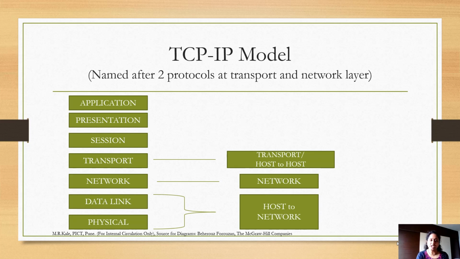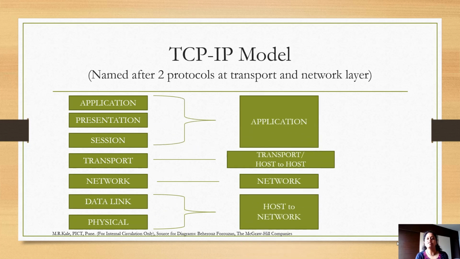As for the session, presentation and application layers, the functionalities of all three layers are combined to form the application layer, which is the uppermost layer in the TCP/IP model. So the TCP/IP model has 4 layers. This is the hierarchy. First we have the host to network layer where the functionalities of the data link layer and physical layer are grouped together. Network and transport layers are kept as they are, and session, presentation and application layers are combined to form an application layer. So we have a 7 layer OSI model and a 4 layer TCP/IP model.